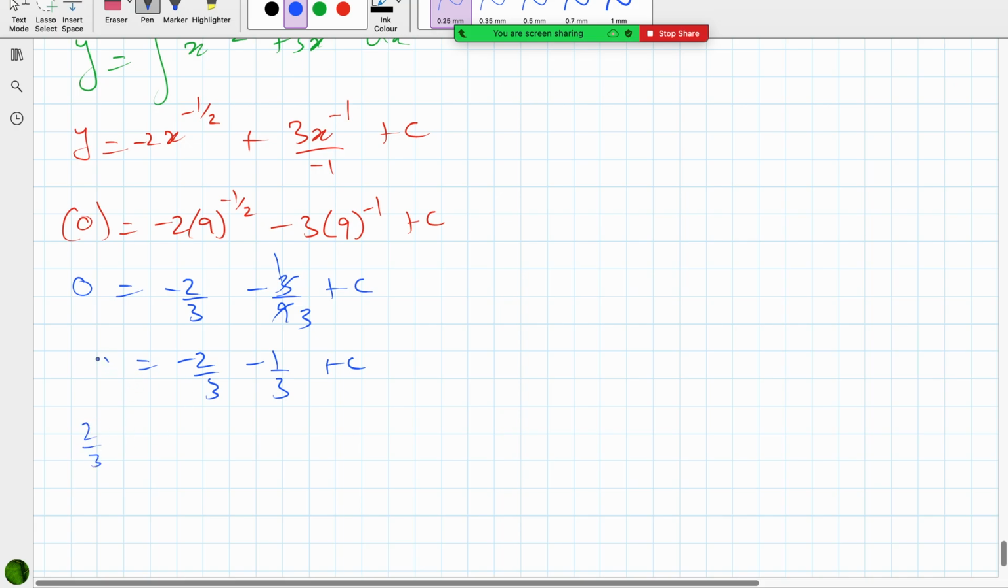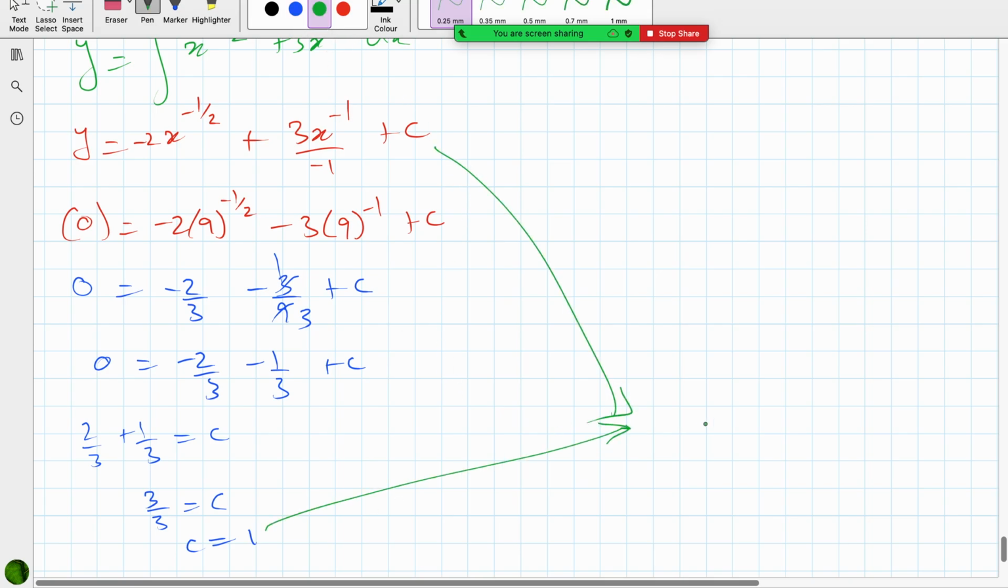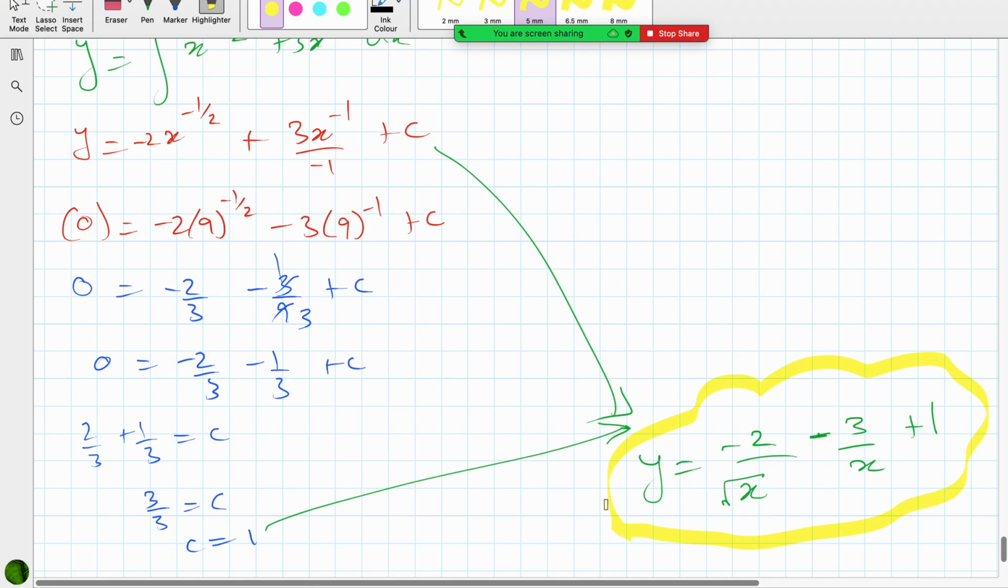So 2 by 3 plus 1 by 3 is 3 by 3, which is 1, and here we go using these two values. y is equal to minus 2 over square root x minus 3 over x plus 1. This is your equation.